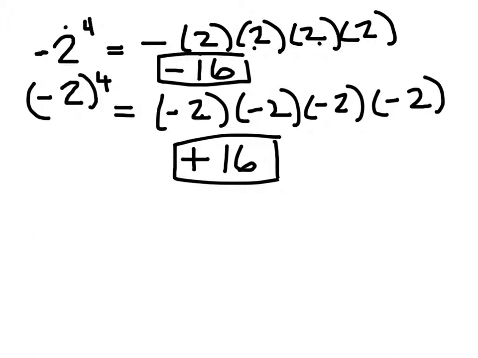Let me have one more example. I can also say that if I have minus 2 to the 5th power, my answer will be positive or negative? Good, it will be negative. Why? Because we have an odd exponent multiplying a negative number. My answer will be negative 32.